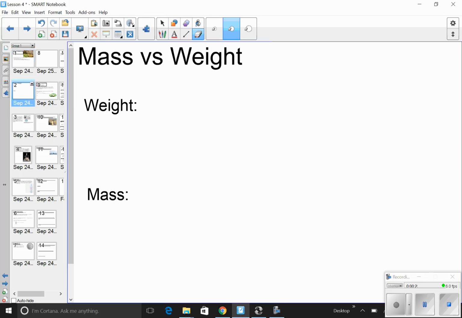So first things first, we need to get a misconception out of the way. In our day-to-day lives, we use the words mass and weight as if they're the same thing, but they are not. Weight is the amount of force due to gravity on an object.